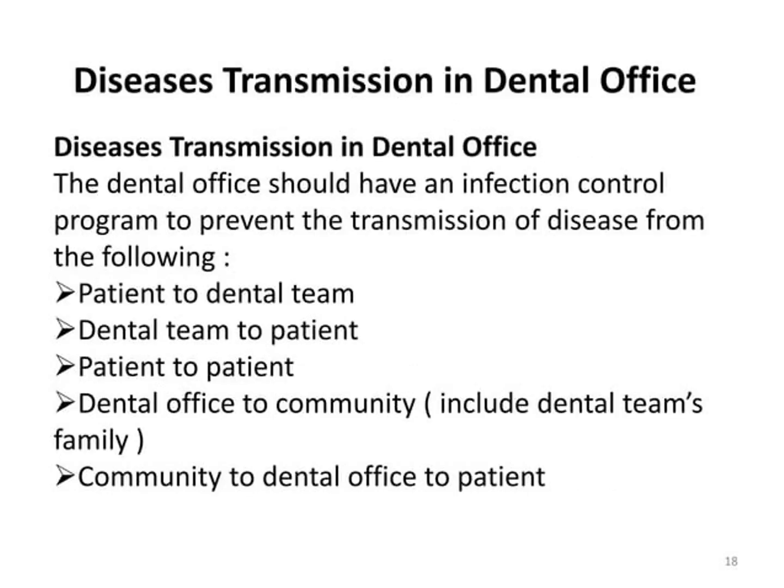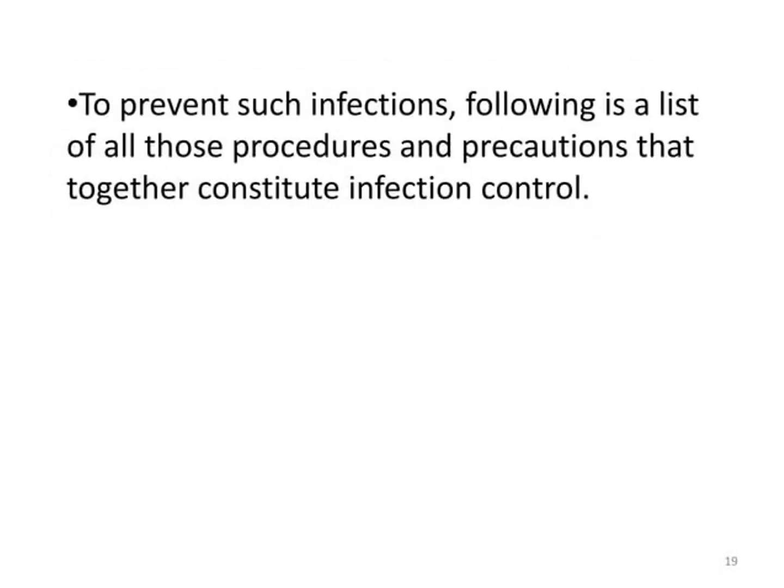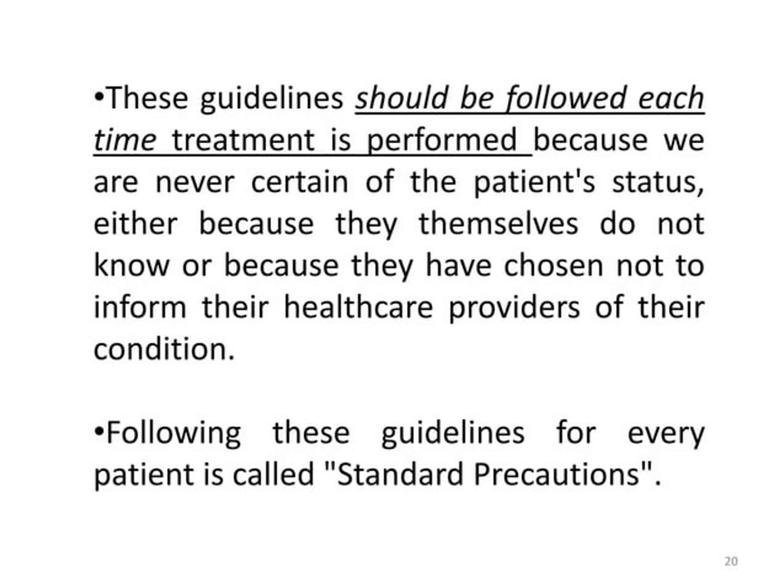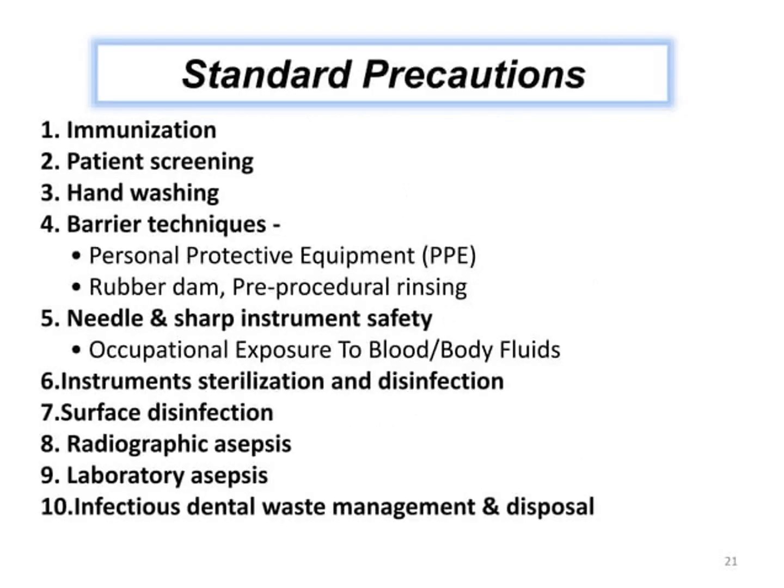Disease transmission in the dental office: the dental office should have an infection control program to prevent transmission of disease from the following: patient to dental team to patient, patient to patient, dental office to community, community to dental office to patient. To prevent such infections, following is a list of procedures and precautions that together constitute infection control. These guidelines should be followed each time treatment is performed because we are never certain of the patient's status, either because they themselves do not know or because they have chosen not to inform the healthcare providers of their condition. Following these guidelines for every patient is called standard precautions.